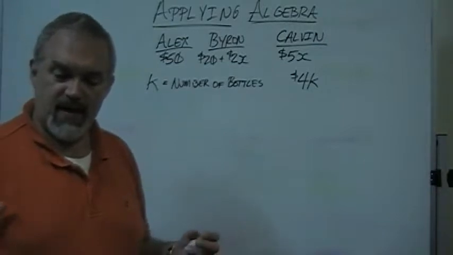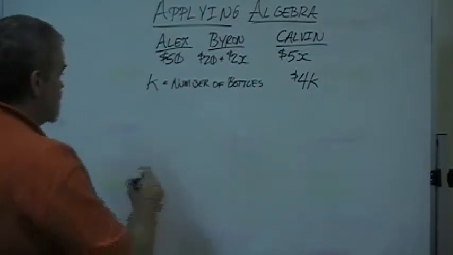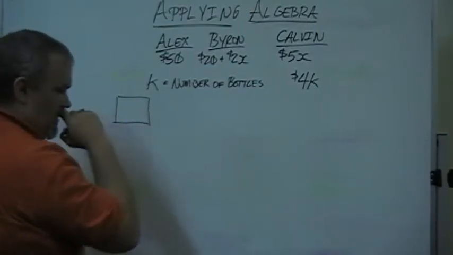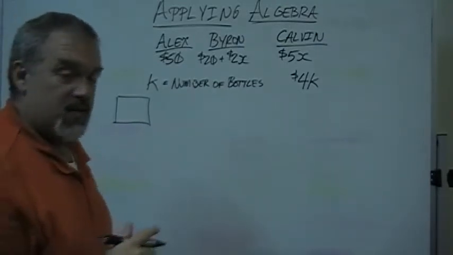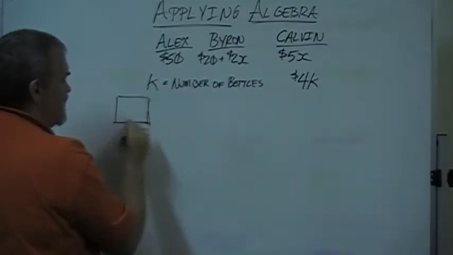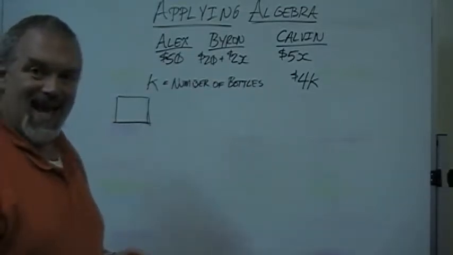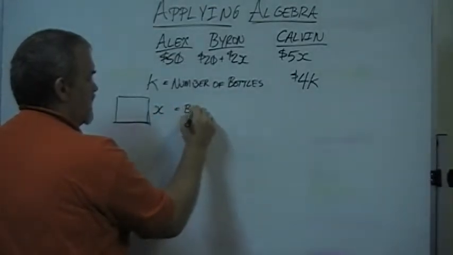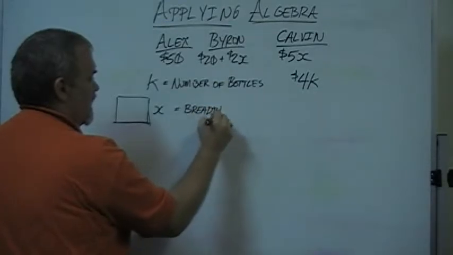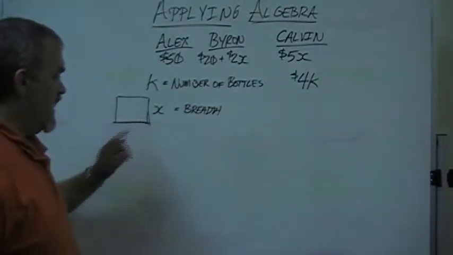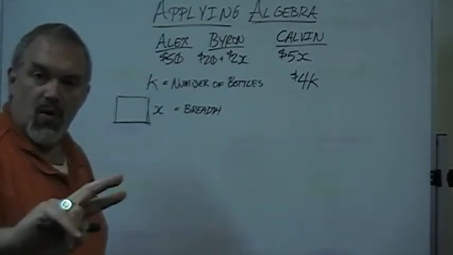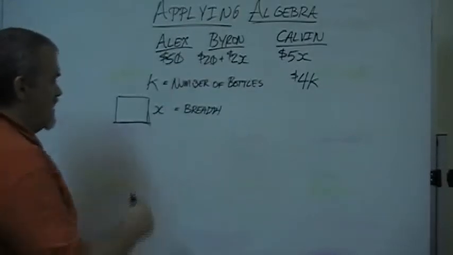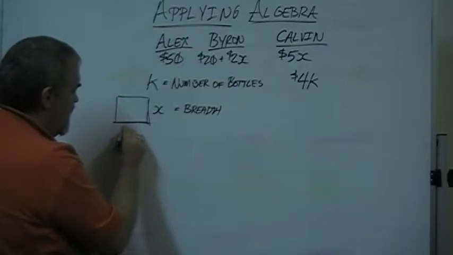Okay? What if I said I have a rectangle? Here's a rectangle, and it has length and breadth. Here's the length, here's the breadth, and what I know is that the breadth is X centimeters long. X equals the breadth. The length is 2 centimeters more than the breadth. That means how long is the length? X plus 2.